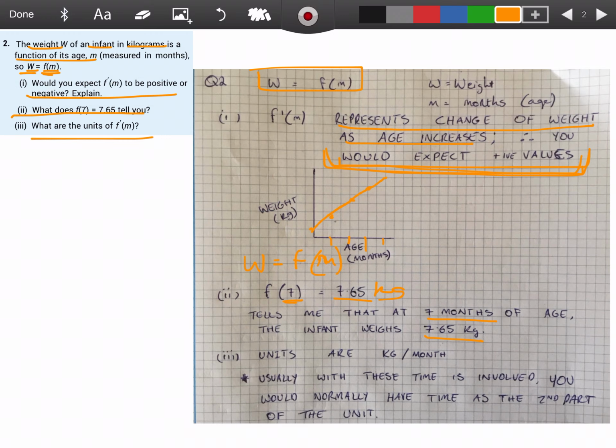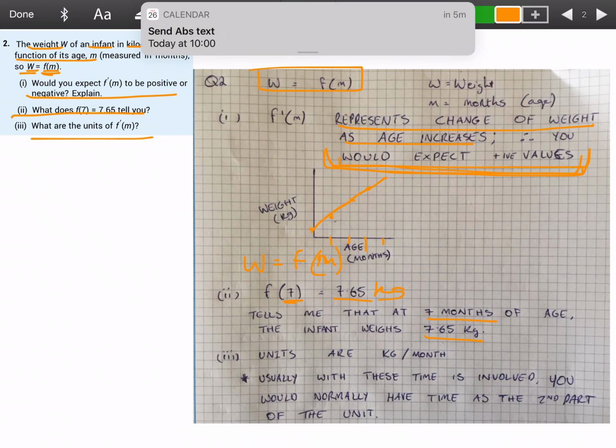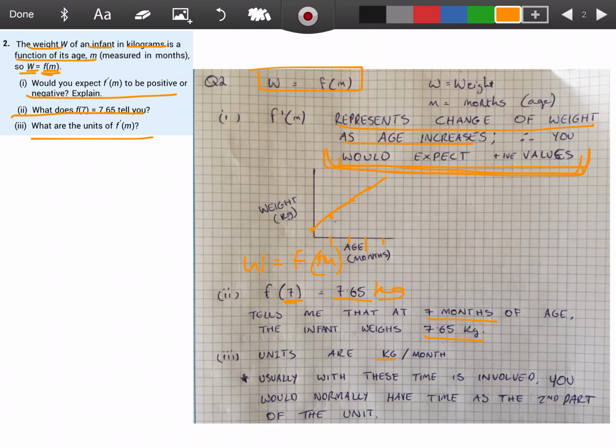Finally, what are the units of f prime of m? Same again. I'm looking at something with respect to time, all right? So you can see it's kilograms per month. As the months go on, in this case, the weight is going upwards. And again, look at this little aside that I've written for you. Usually with these, we're always talking about time, okay? In a lot of instances, we're mentioning time in some instance. So we normally have the time as the second part of the unit.